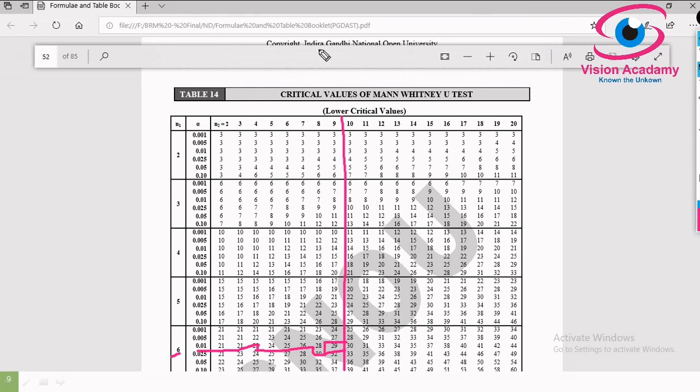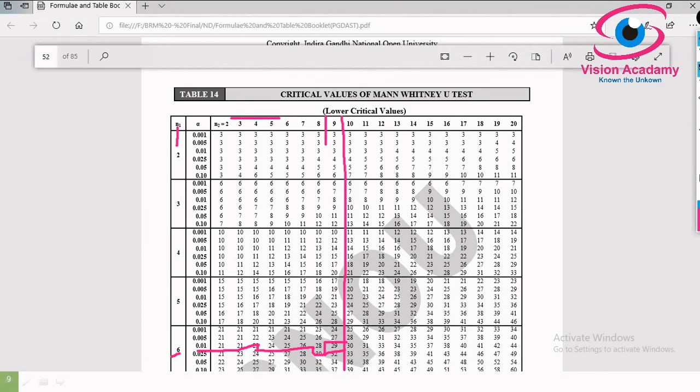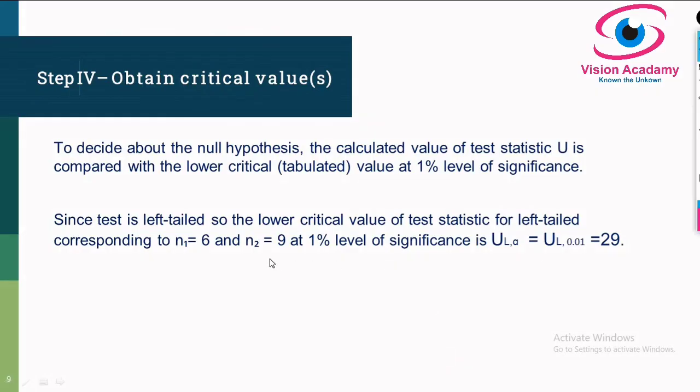So you may have understood again: this is n1 and this is n2. Our n1 is 6 and n2 is 9. At 1% level of significance, our critical value is 29. So we obtained the critical value. I told you how we take a decision here, by comparing the critical value and the tested value. This is the critical value, 29.